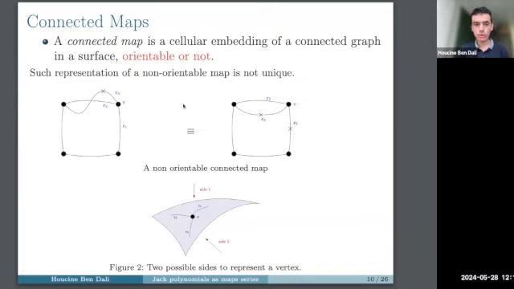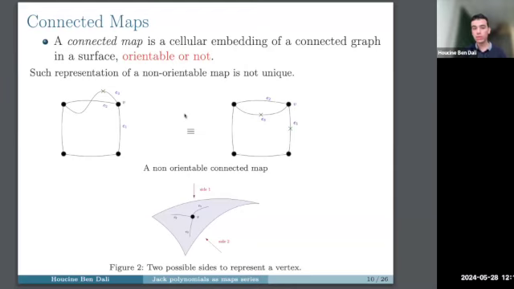And the only problem of this representation is it is not unique. For example, we can check that these two representations correspond to the same map. So I will try to explain how these representations are obtained. The original definition is a graph which is drawn on the surface.